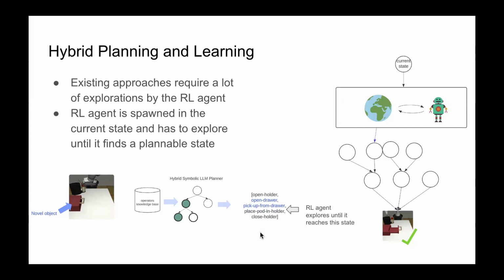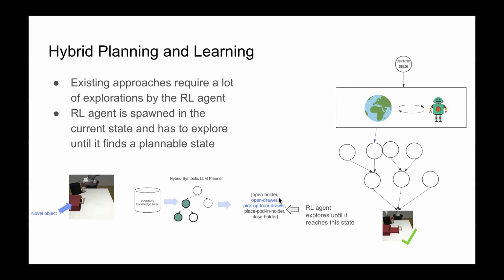So the advantage with using a hybrid symbolic LLM planner is that it's able to directly fill these gaps and tell you, this is your plan. And you already know how to execute open holder. It's already in your existing operators. So you can already execute this and get here.